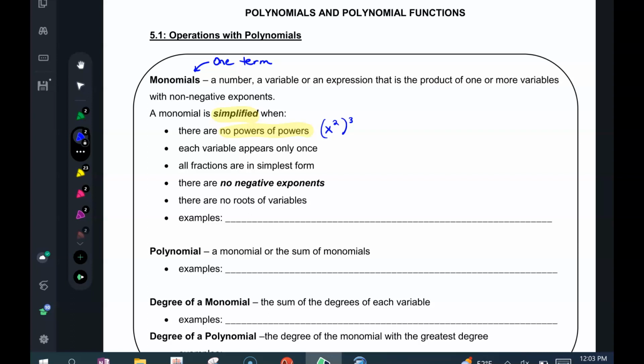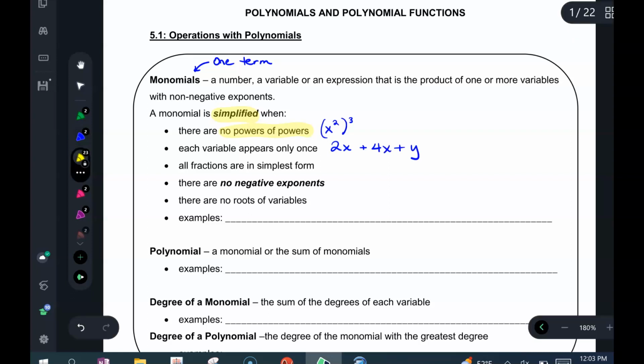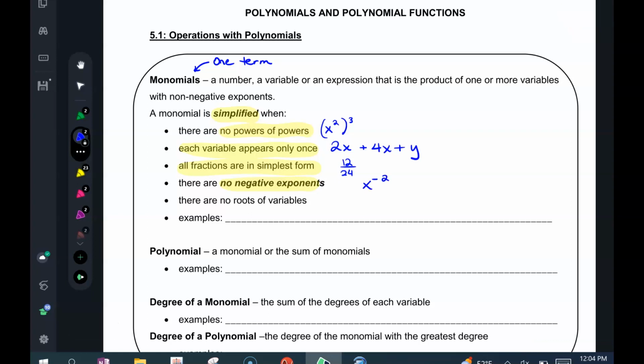So in other words, I wouldn't have a 2x plus 4x plus y, right? Because I would want to have those combined. So each variable appears only once. All fractions are in simplest form, so we don't want to have 12 over 24. No negative exponents. So I can't have x to the negative 2 or y to the negative 3.